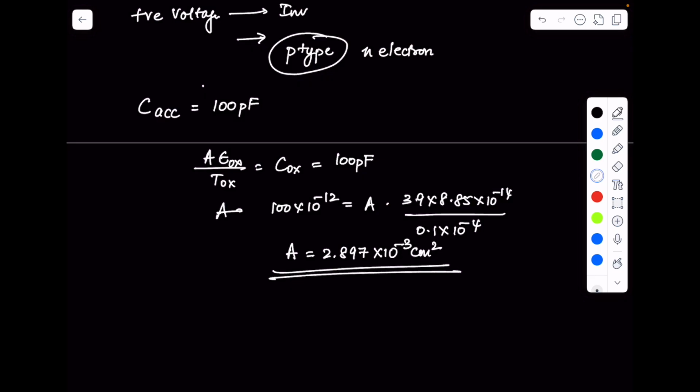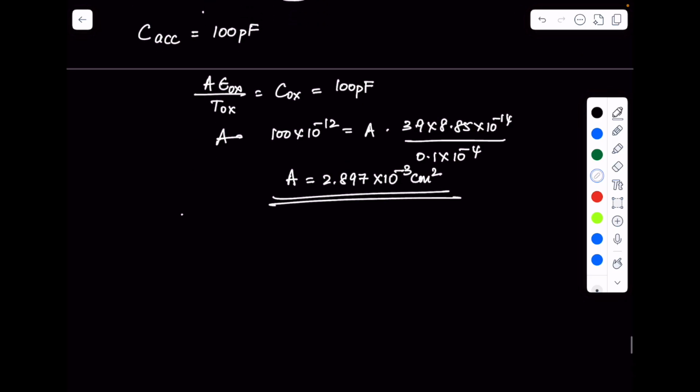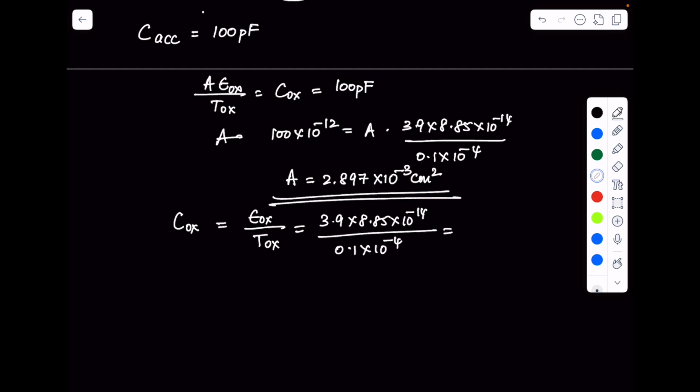Right? I can also calculate the Cox per unit area. Cox per unit area is epsilon ox by Tox, and this is just 3.9 into 8.85 into 10 power minus 14 by 0.1 into 10 power minus 4, and this works out to 3.452 into 10 power minus 8 farads per centimeter squared. So that's the oxide capacitance per unit area.